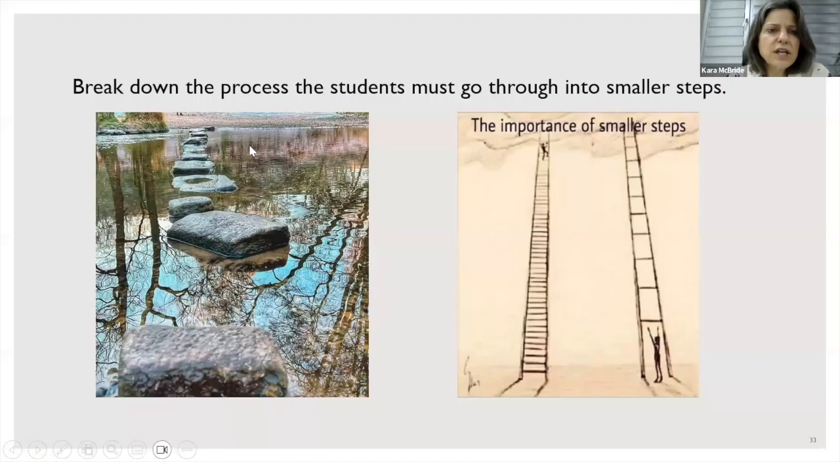So here's another way of looking at it. I really like this picture on the right. It's kind of a metaphor for lots of things, but this is also how learning works. You just break it down in little tiny pieces.